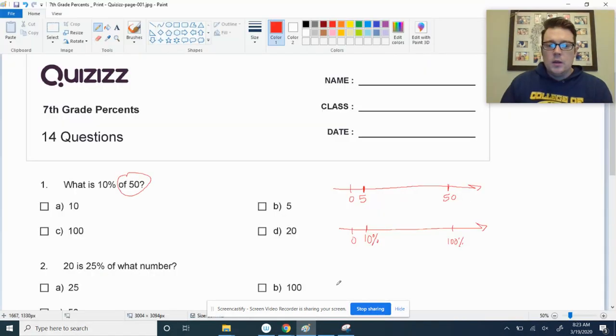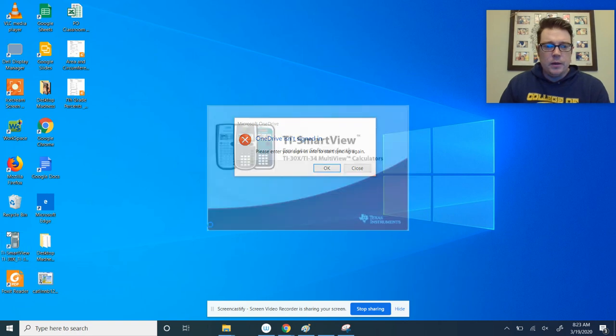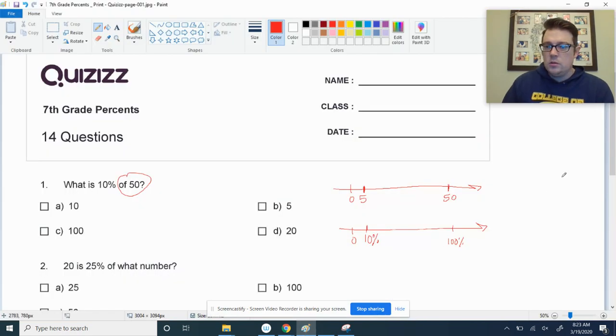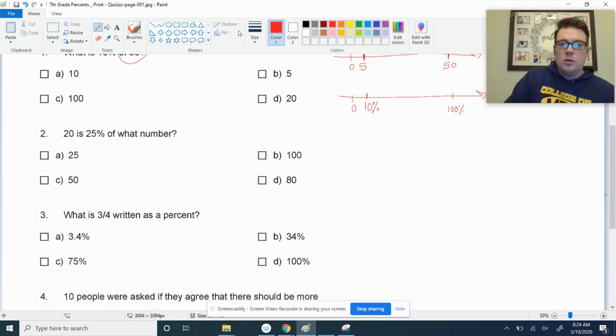So I thought I had my calculator pulled up, but I guess I don't. I'm gonna go ahead and do that while I'm thinking about it. Go over here to the calculator and pull that up. That way, if we need it, it will be ready to go. So let's go back to the questions. And number 2, numero dos.